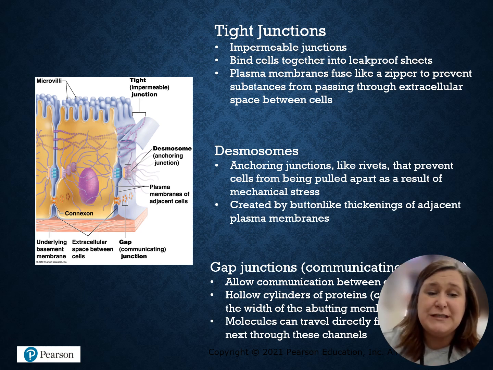We also have gap junctions. Gap junctions are so important because these are going to allow communication between our cells. These are typically hollow cylinders of proteins, and then the molecules can travel back and forth through these channels.